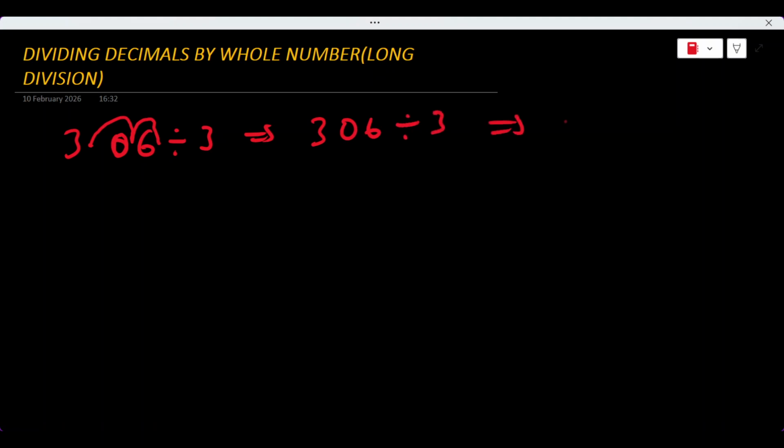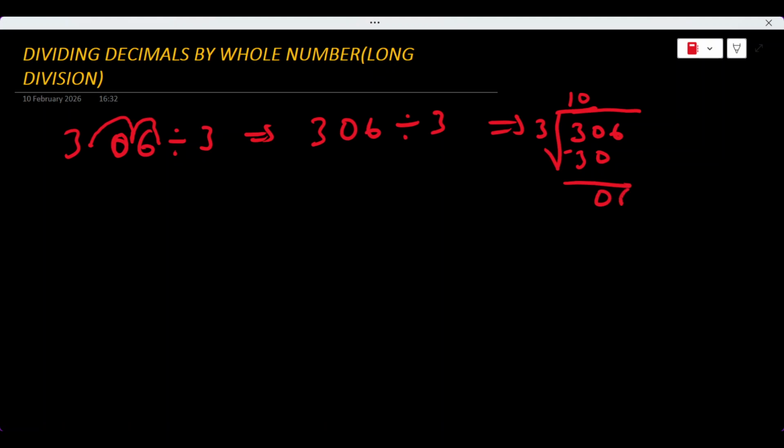Then the next thing is to set up what? Your long division problem. So you have 306 inside, and then we have 3 outside. So you ask yourself, how many times will 3 go into 30? So 3 will go into 30 10 times. 3 times 10 is what? 30. So you have 30 minus 30, we have 0.